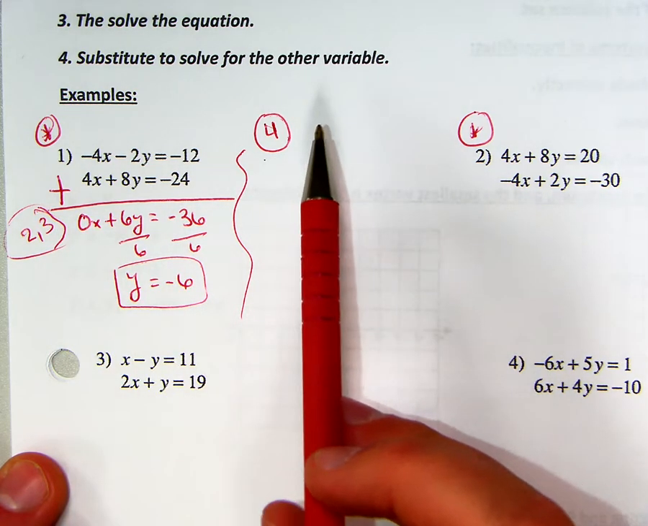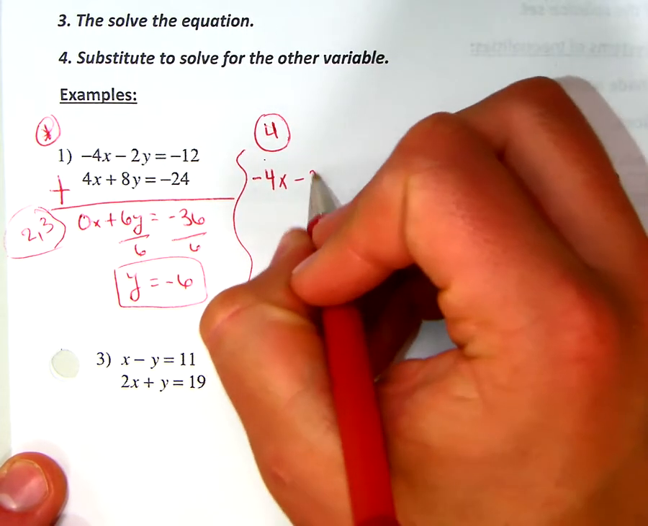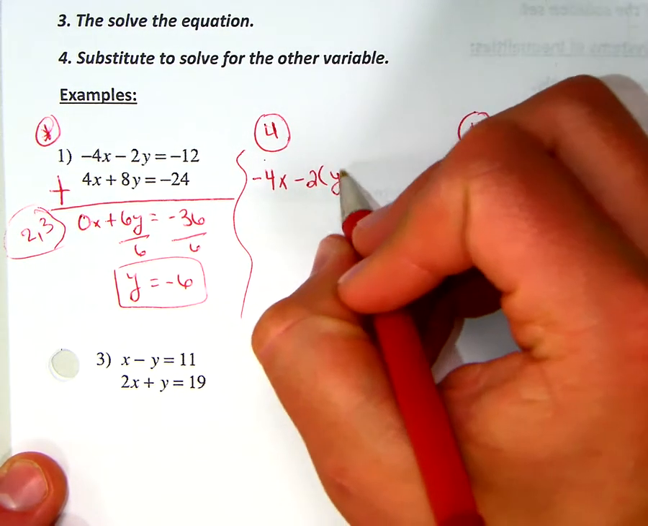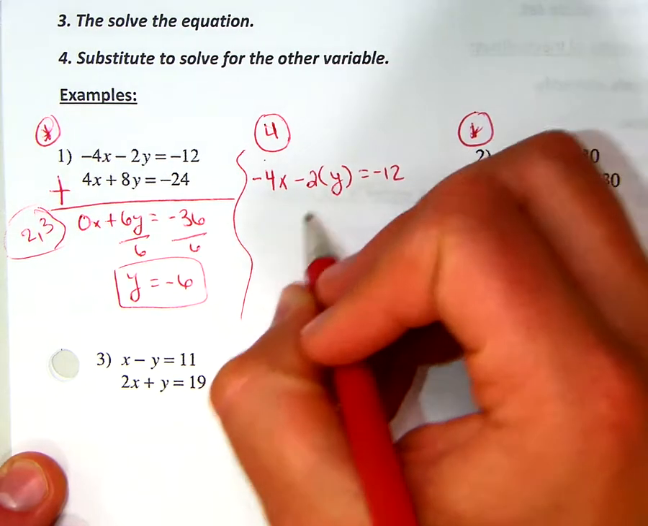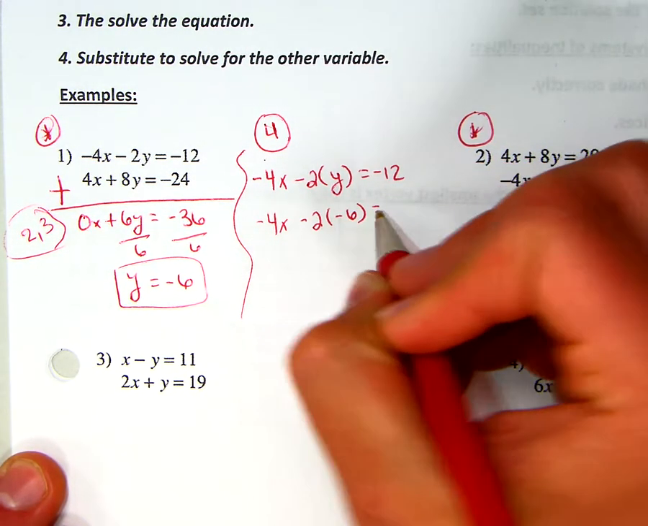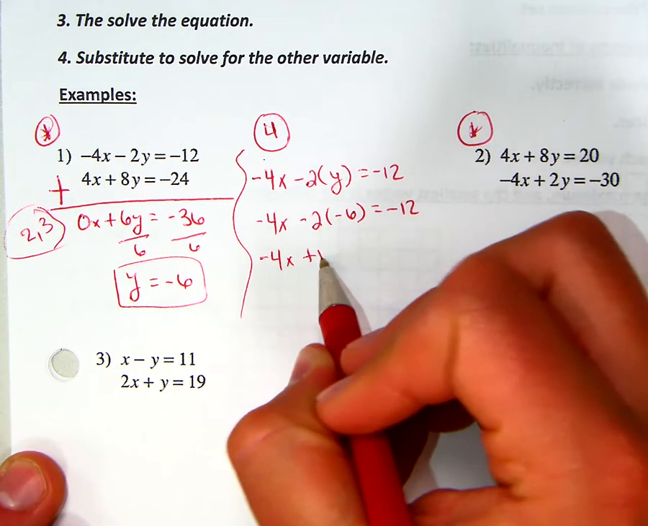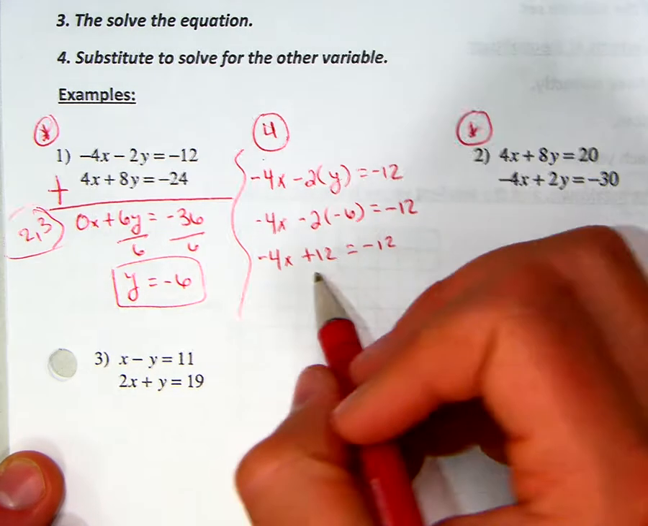Now is substituting to solve for the other variable. So I have negative 4x minus 2y equals negative 12. I'm going to substitute in for y. So I got negative 4x minus 2 times negative 6 equals negative 12. We get negative 4x plus 12 equals negative 12.